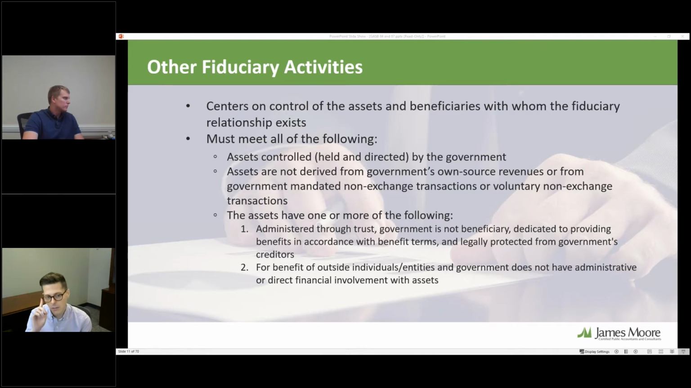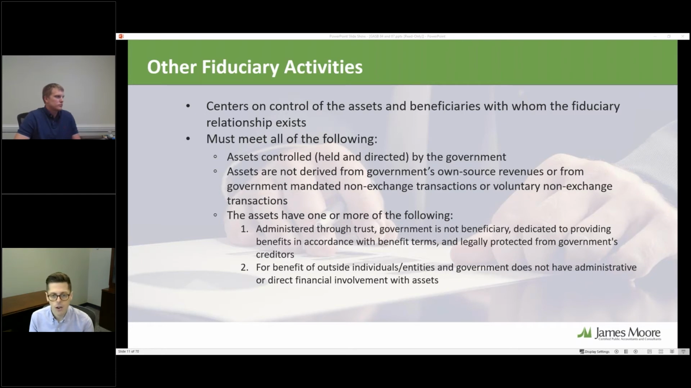This can mean not only holding those assets, but say you are investing those assets on behalf of another entity, that would be controlling it. That investment activity would be considered controlling it. So again, some of our higher education entities have had in the past where they hold funds on behalf of another entity for the purpose of investing it, and that does meet that criteria of both being held and directed.